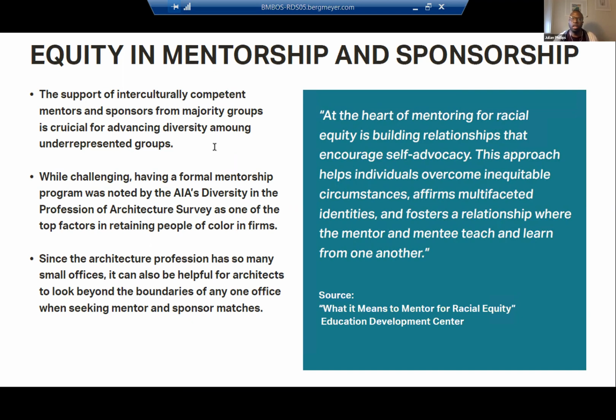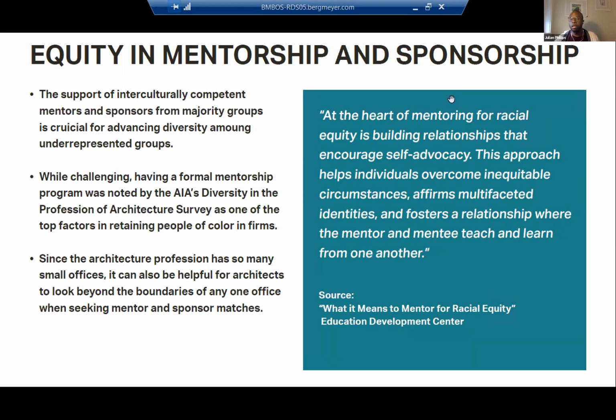There's another quote here that says, "At the heart of mentoring for racial equity is building relationships that encourage self-advocacy. This approach helps individuals overcome inequitable circumstances, affirms multifaceted identities, and fosters a relationship where the mentor and the mentee teach and learn from one another." If you all did not learn anything from today's presentation, please carry with you the mutual beneficial slide.